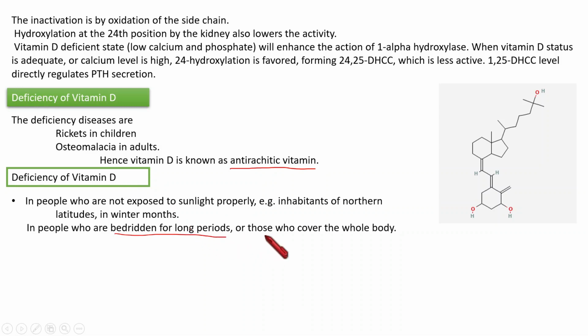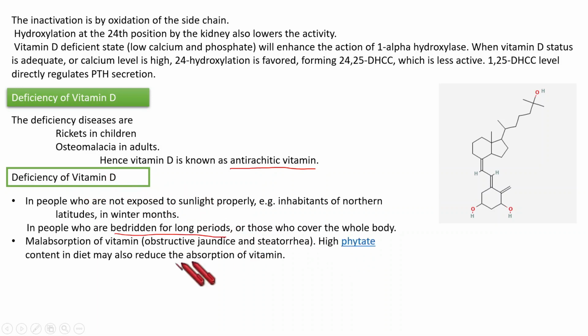So we know that for them also there is a chance to have that situation. And also those persons who are almost wearing a parda, covering their whole body, also have a chance to have this low vitamin D or the deficiency of this vitamin D. And the next situation is malabsorption of vitamin D. A proper absorption of vitamin D is not happening in our body. Then that also may lead to the deficiency of vitamin D.